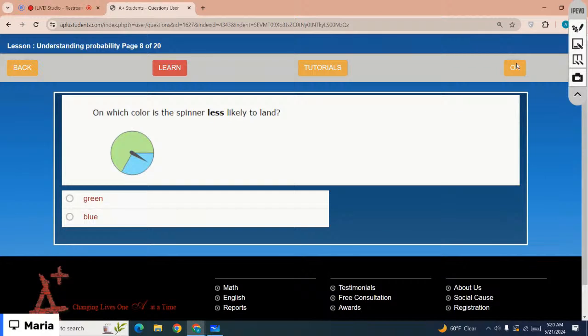On which color is the spinner less likely to land? So, which is the correct option? Yes, that is blue, because on the spinner, blue is the smaller portion, so that would be blue.